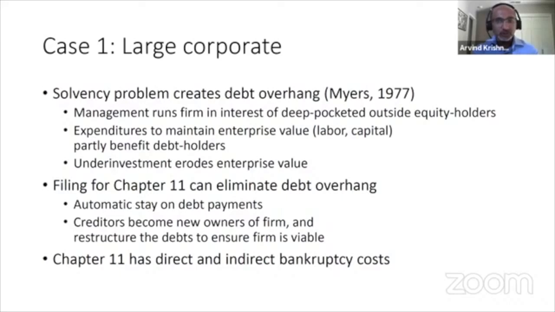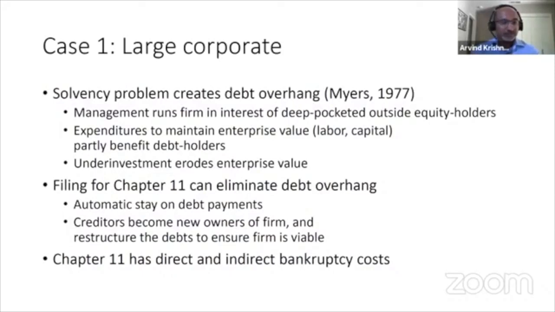Now, again, if this goes on for long enough, if the solvency problem is severe enough, what can happen is the firm might file for a Chapter 11. And an important distinction between a Chapter 11 filing for a large corporate and a Chapter 7 filing for a small firm is that the Chapter 11 filing really can eliminate the debt overhang problem, right? So in a Chapter 11 filing, there's an automatic stay that comes into effect on payments to debt holders. That's quite useful in a situation of low earnings. Second, control is shifted from equity holders to the creditors, and the creditors can restructure the firms, and they will in a renegotiation in a manner that preserves firm viability. So they'll restructure their debts to get out of the debt overhang problem.